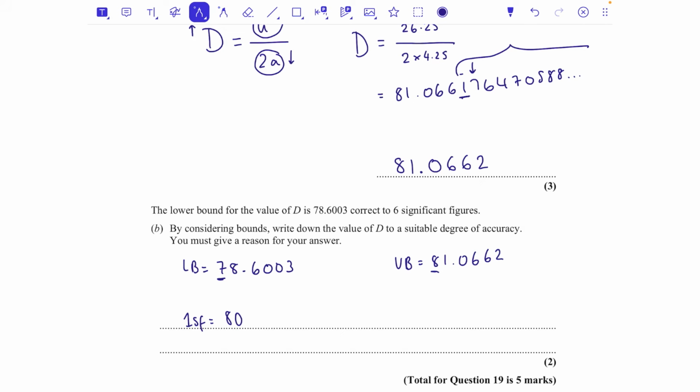So they both agree. Let's check 2 significant figures. If I round this number to 2 significant figures, I would get 79 because the 6 would round up. This number would round to 81, so then they're different, so I don't want to do that. So I would say, by considering bounds, we're going to round to 1 significant figure, 80, because they both agree to 1 significant figure. It's quite unique. When it says by considering bounds, that's what they mean.